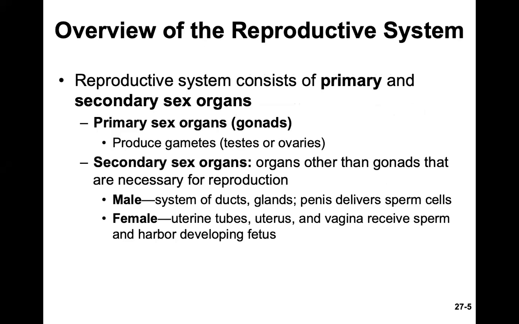So here's an overview of the reproductive system. You have your primary sex organs and your secondary sex organs. The primary sex organs are the gonads. That's the term that means primary sex organs. These are what produces your gametes. This is what produces the eggs and the sperm. So your gonads are testes in your genetically male people and ovaries in genetically female people.